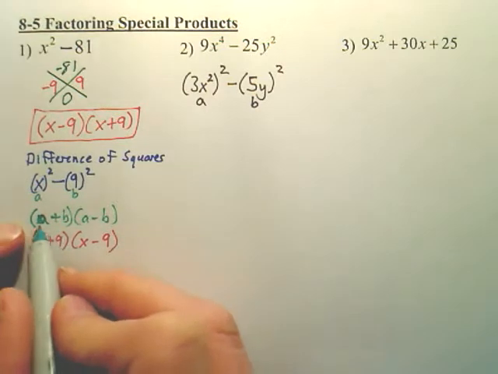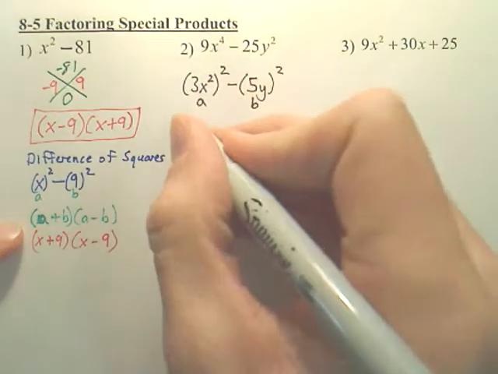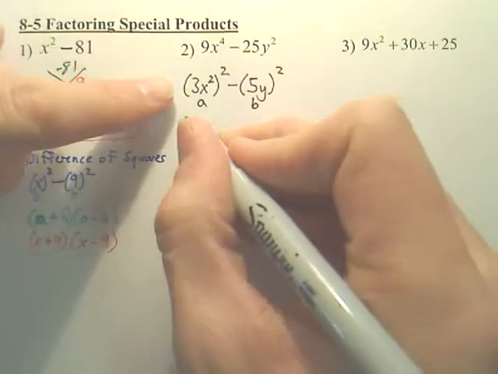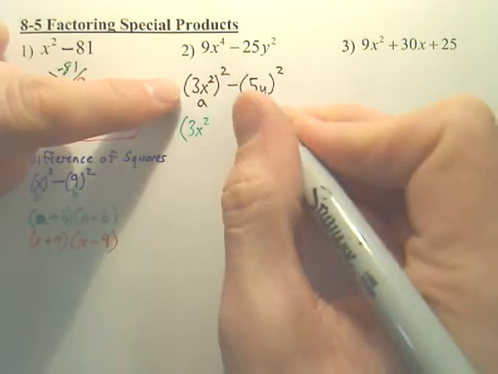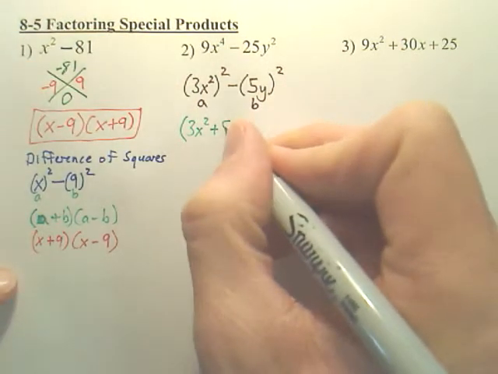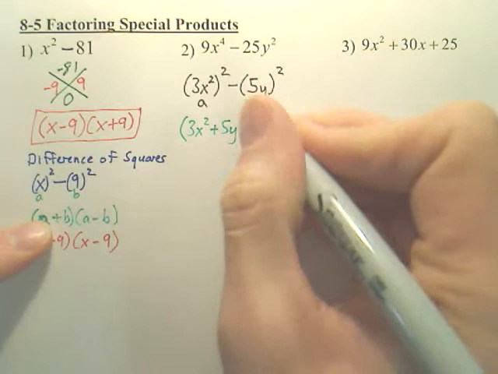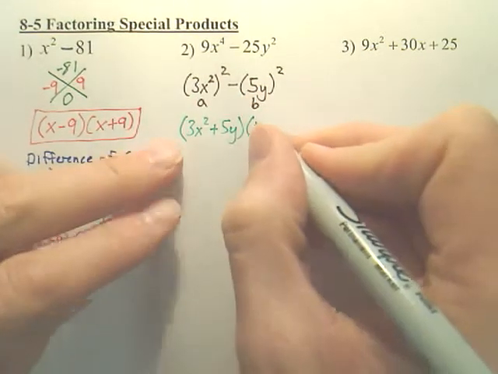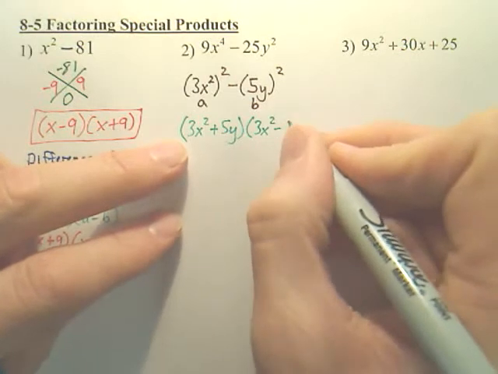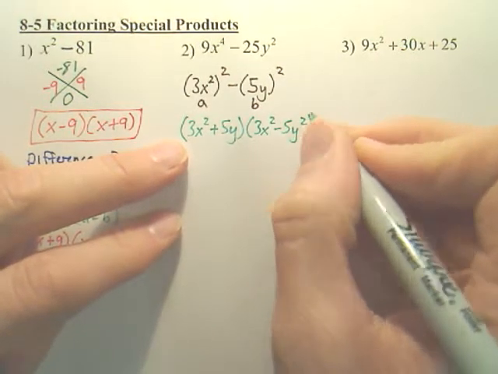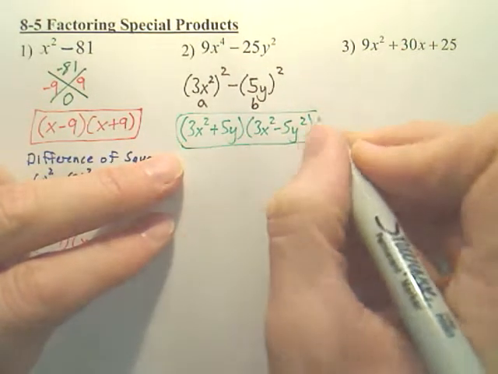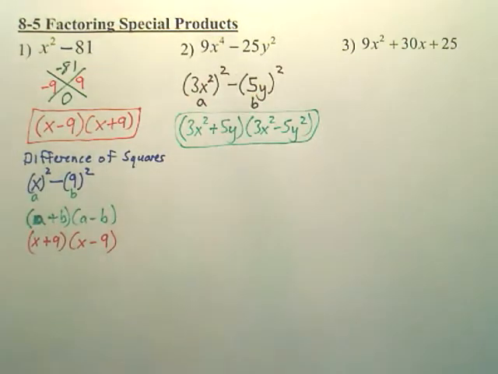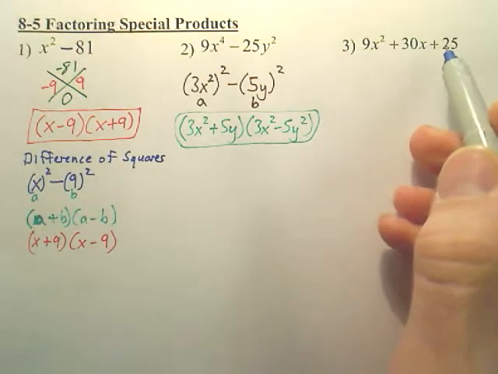According to the formula right down here, a plus b, a minus b, our answer will simply be a, which is 3x squared, plus b, which is 5y, so a plus b, and then we also have a minus b. It's actually really cool, real easy, once you can spot the two squares. It's called a difference of squares. Now the last one is not a difference of squares.